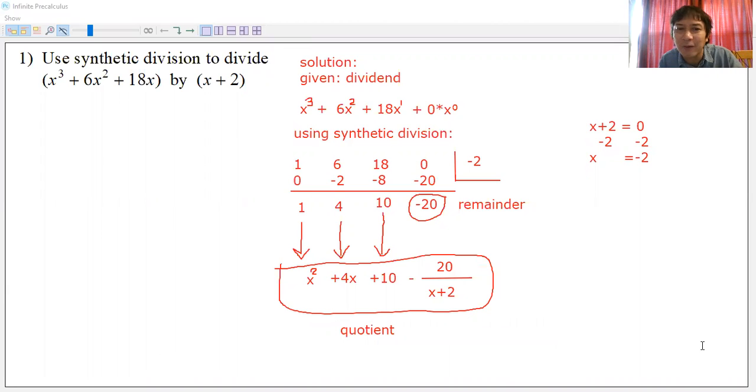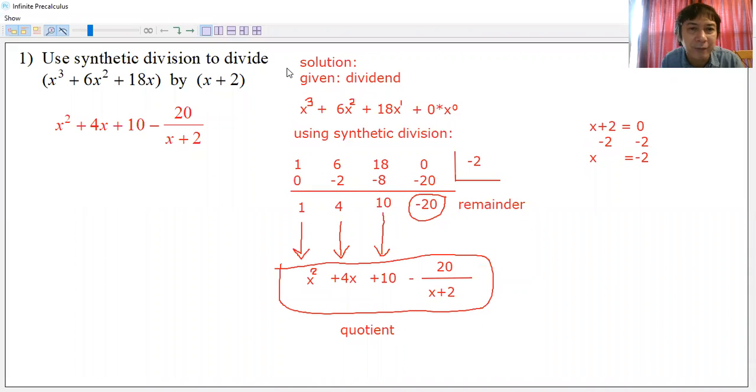And so remember, the result of your synthetic division becomes the coefficients of the quotient. So you have the 1 here, that means 1x squared, and then the next is 4x, because it will be a second degree, first degree, and then a constant. And if there's a remainder, then it will be written as a fraction, like this. And this negative of the 20 becomes a sign here. So that will be the answer for the first number.